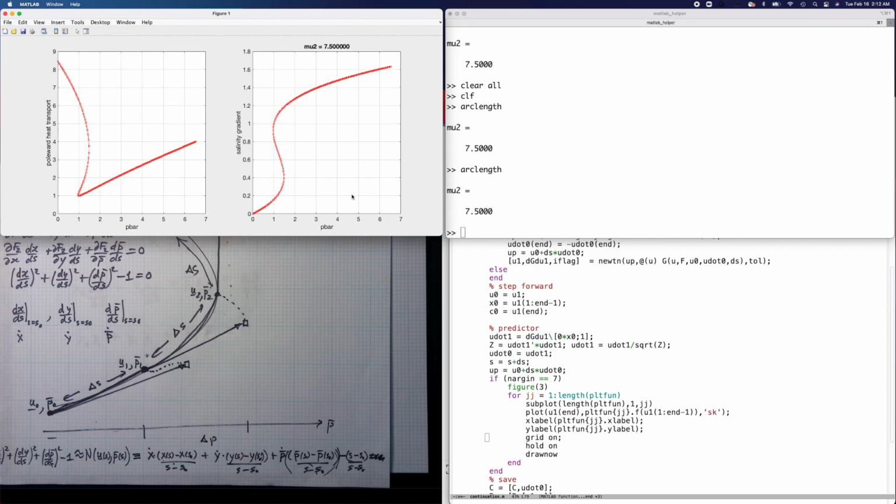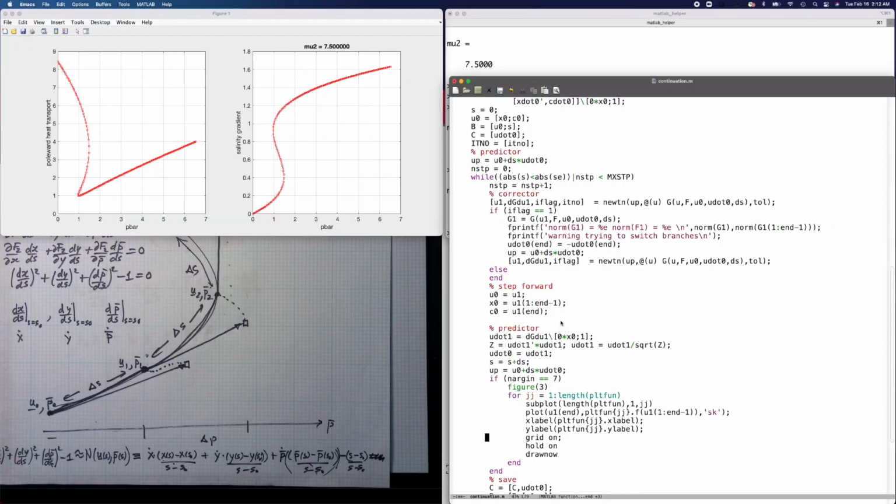That's the solution branch. And now what I want to show you is what happens when you have two parameters, in this case mu2 and p bar. So mu2 is the parameter that appears in the parameterization for how the flow depends on the density difference between the boxes. And if mu2 is 0, then my model becomes a linear box model, and there should be only a unique solution. So what I'm going to do is compute the solution for a whole range of mu2s, and a whole range of p bars, so we can see what the solution looks like in a two-parameter space.